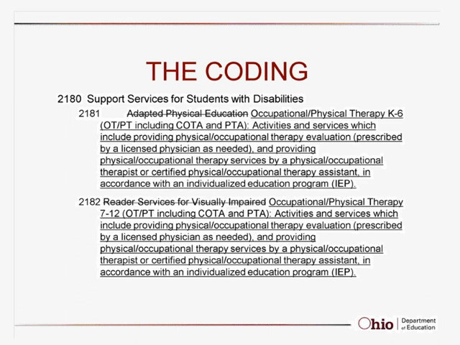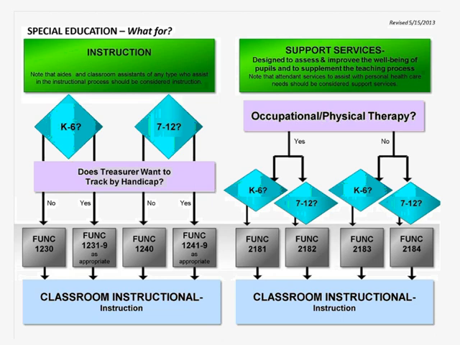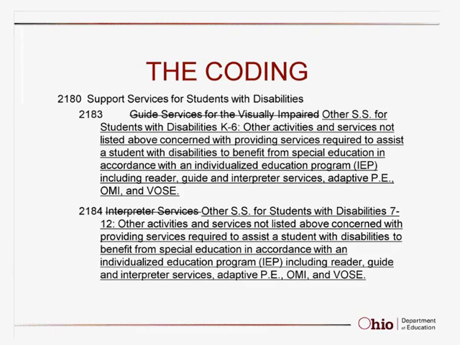Then, because there was not a large expense in any one of those line items that we saw across the board for any of those other codes, we have consolidated all support services. Anything other than OTPT, you are going to put in 2183 for K6 and 2184 for 712. It's really important that you understand your adapted PE, interpreter service, a guide service, a reader for your visually impaired, the interpreter for your hearing handicapped, mobility specialist, all those things, anything else that's a support service for special ed that you pay out for your children is going to be in 2183 or 2184. We are trying to simplify things for you.